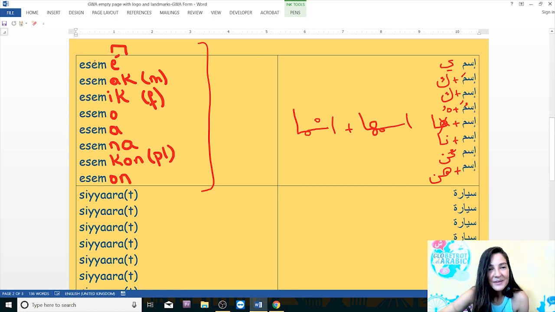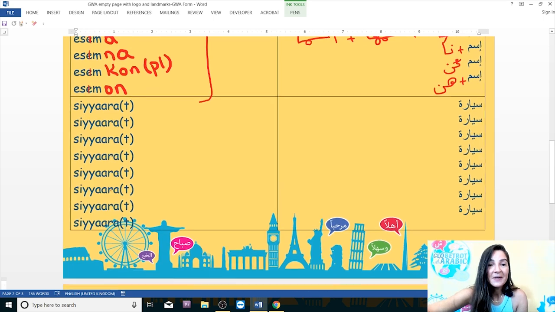It's a little bit silent. So isme, ismak, ismik, ismo, isma, isimna, isimkun, ismun. Whenever there's a vowel just before the last consonant and you're adding this possessive ending, you can drop the vowel sound. Okay? Now, let's try with the word siyara.